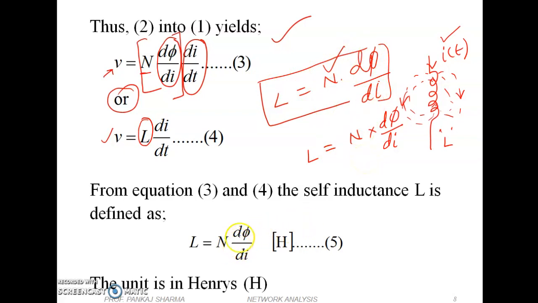From equation number 3, this is your equation number 3, and equation number 4, the self-inductance L is defined as what I have given here. L is equal to N d phi by di, which is in Henry. The unit of inductance is Henry, H, capital H.